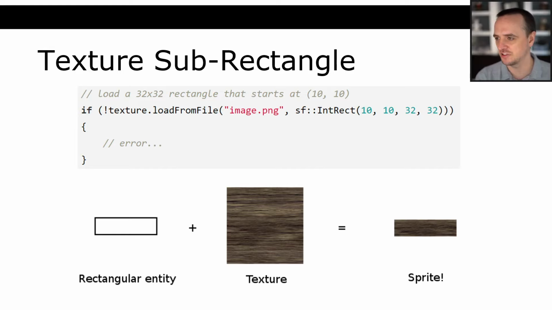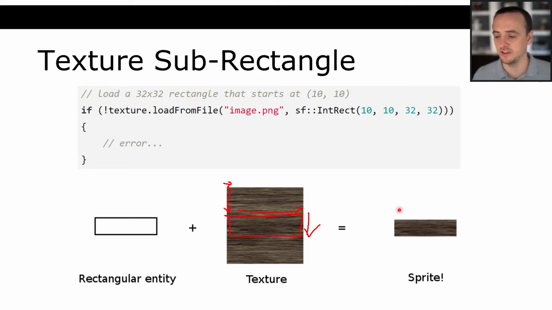So for example, if we only want to take this part of this texture, then we may specify, okay, it's 5 in the x direction, 30 in the y direction, it's 64 wide and 32 high or something like that, whatever this happens to be. And so a rectangular entity right here, plus a texture, and the specification of what part of that texture goes into the entity, that's what our sprite is.